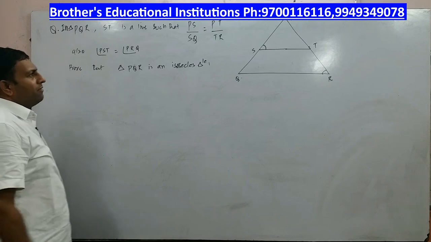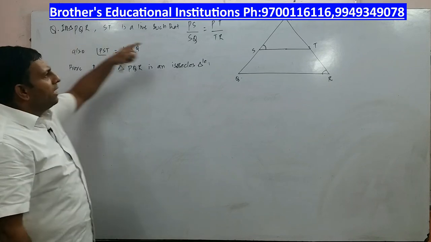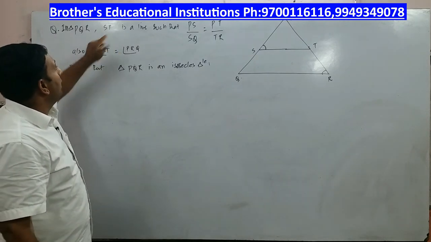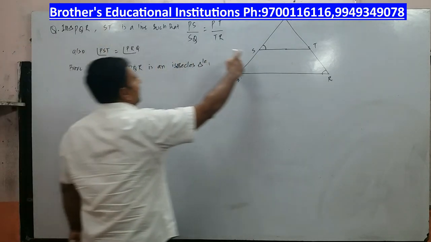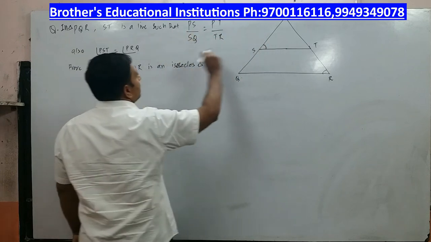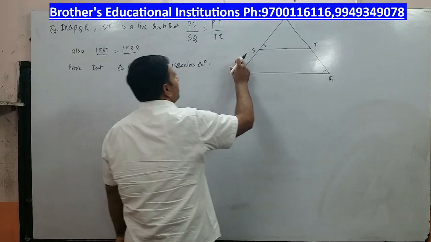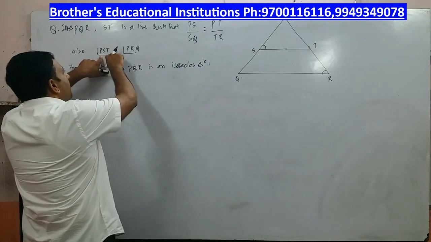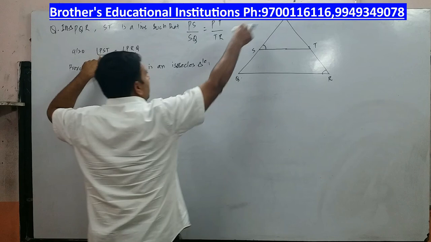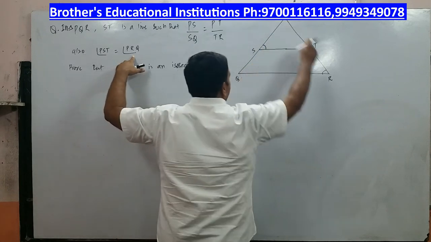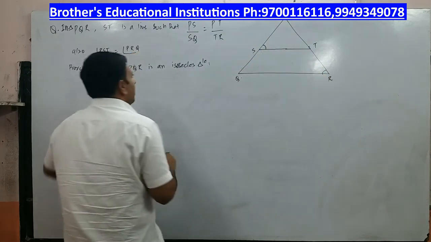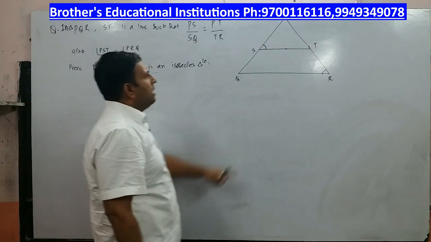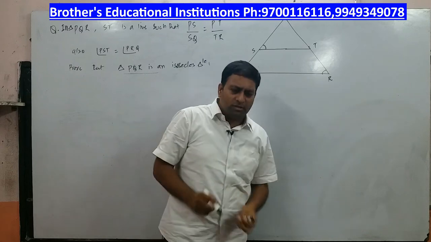Yeah, children. We have a new question in front of you. In triangle PQR, ST is a line such that PS by SQ is equal to PT by TR. Also it is given that angle PST is equal to angle PRQ. These two angles are given equal. And if that is given to you, what is required to prove? I have to show that the triangle PQR is an isosceles triangle.